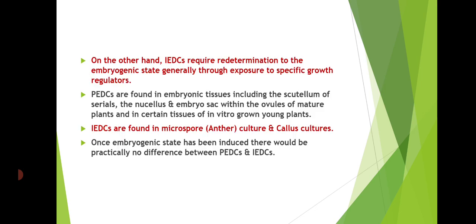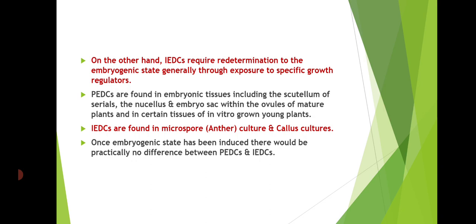On the other hand, IEDCs require redetermination to the embryogenic state, generally through exposure to specific growth regulators. But PDCs are found in embryonic tissue, including the scutellum of cereals, and the nucellus and embryo sac within the ovules of mature plants. So these are already in connection with the zygote, or near to or part of the zygote developing area. So it has some innate ability to develop.